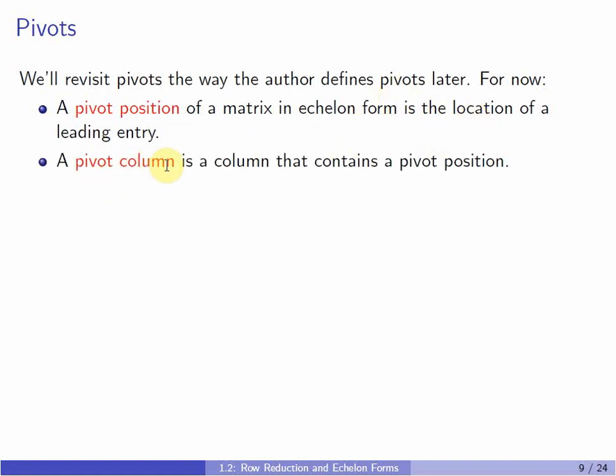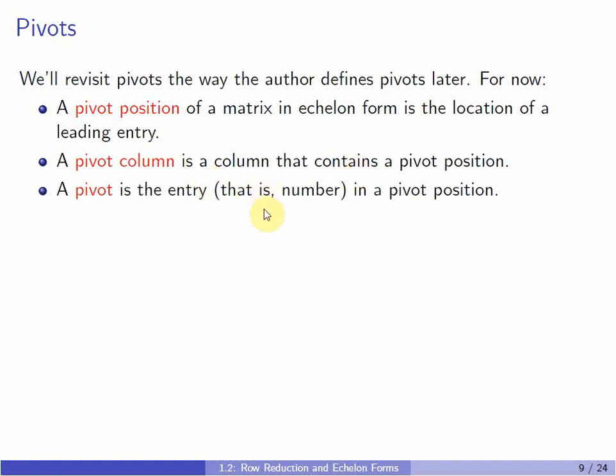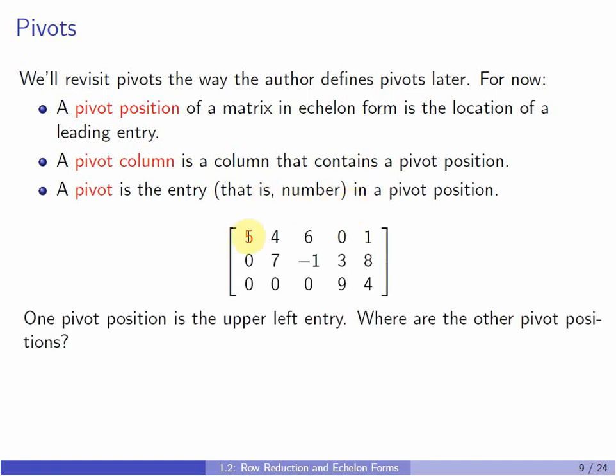A pivot column is a column that contains a pivot position, and a pivot is the entry, that is the number that is in the pivot position. So we'll clarify using this matrix as an example. Here's a matrix that is in echelon form. So here's one pivot position, and what I mean is the location, right? So I mean not the 5, but this upper left corner, the location where the 5 is.